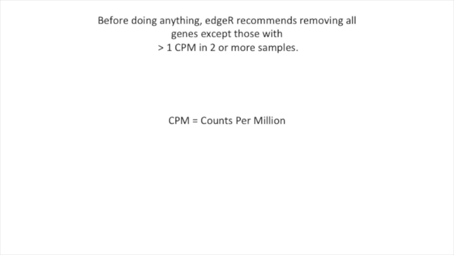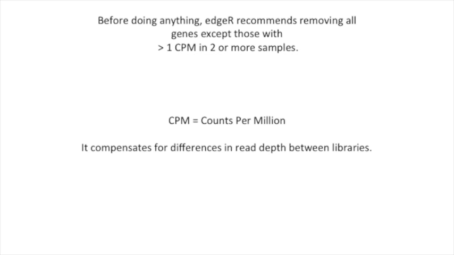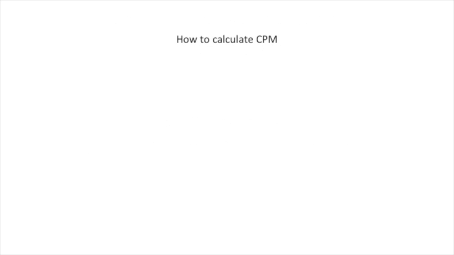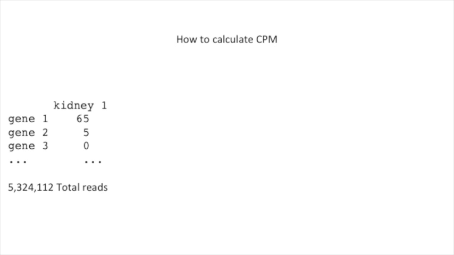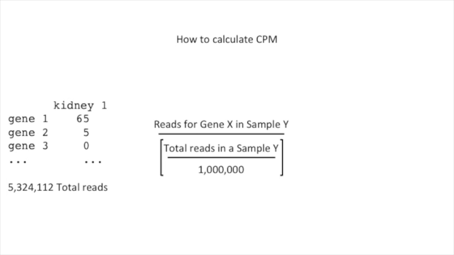CPM stands for counts per million. It compensates for differences in read depth between libraries. Let's quickly see how to calculate CPM. Here we have a dataset from a kidney. This dataset has just over 5 million total reads. Here's the formula for calculating CPM. You take the reads for gene X in sample Y, and you divide that by the total reads in sample Y divided by 1 million.